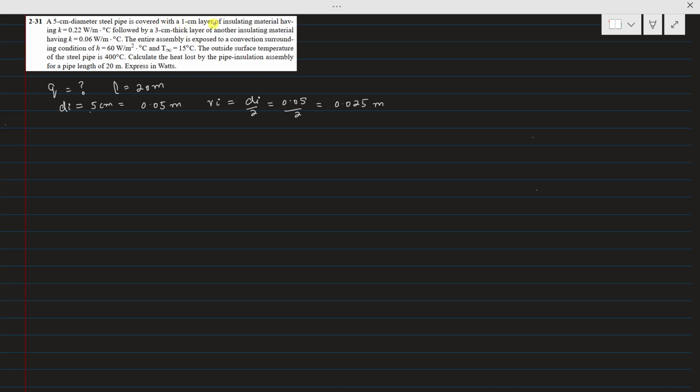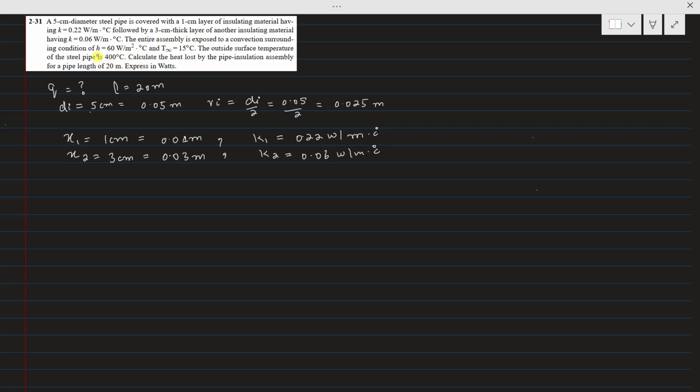The pipe is covered with a 1 centimeter layer of insulating material. The steel pipe is then covered with this insulating material. Its thickness is x1. The first insulation that is provided is 1 centimeter, means 0.01 meter, and its thermal conductivity K1 is 0.22 watt per meter centigrade. And then the second insulation that is provided, its thickness x2 is 3 centimeter, so 3 centimeter means 0.03 meter, and its thermal conductivity K2 is 0.06 watt per meter centigrade.